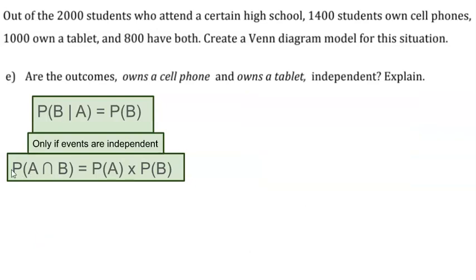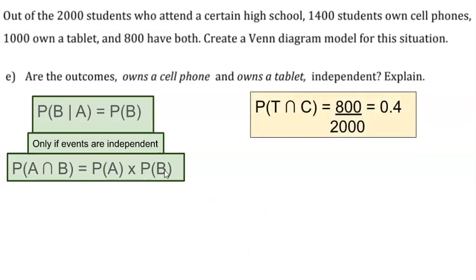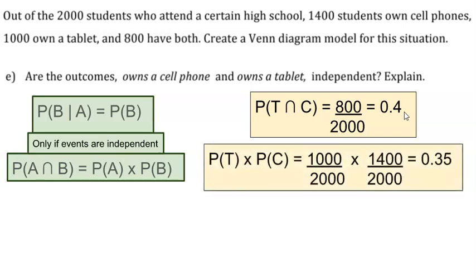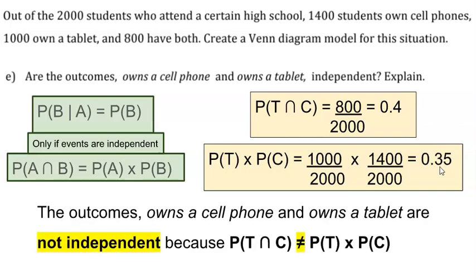The other method would be to check to see if the probability of A and B is equal to the probability of A times the probability of B. We've already calculated the probability of owning a tablet and a cell phone. It was 0.4. Now we just need to calculate the probability of owning a tablet and owning a cell phone and multiply. So the probability of owning a tablet was 1,000 out of 2,000. The probability of owning a cell phone was 1,400 over 2,000. When we multiply those together, we get 0.35. Since these values are not the same, we again can confirm that our two outcomes are not independent because the probability of owning a tablet and cell phone does not equal the probability of owning a tablet times the probability of owning a cell phone.